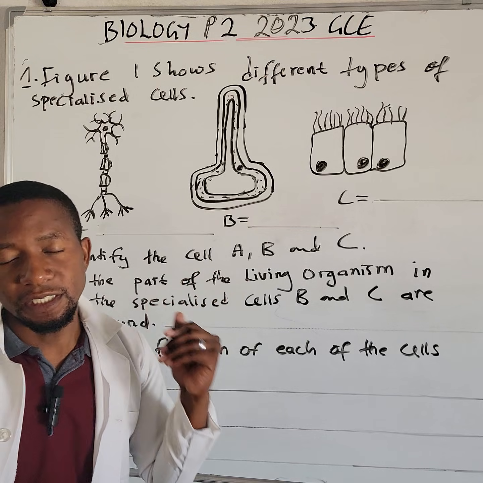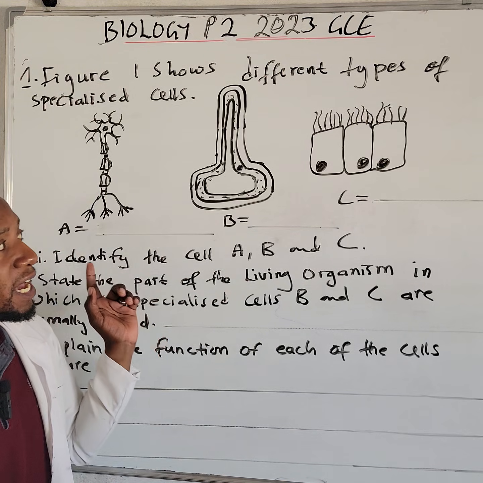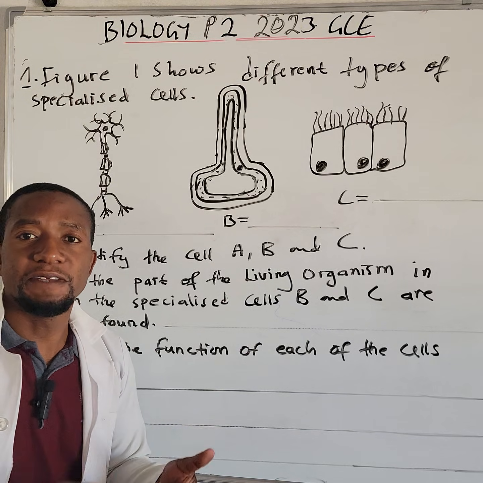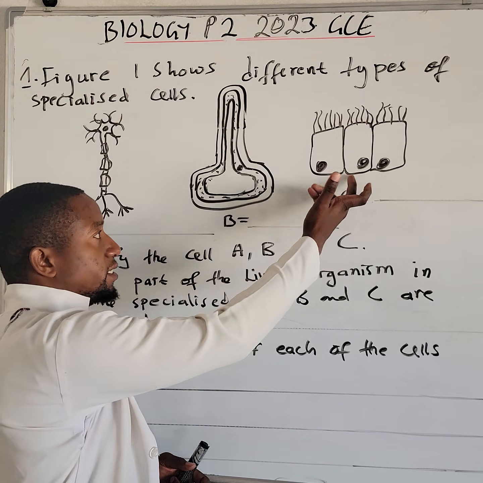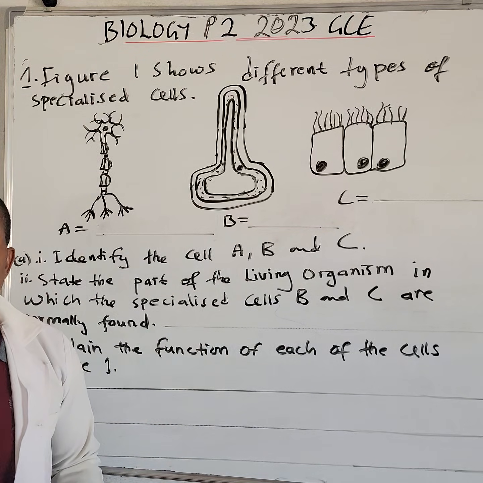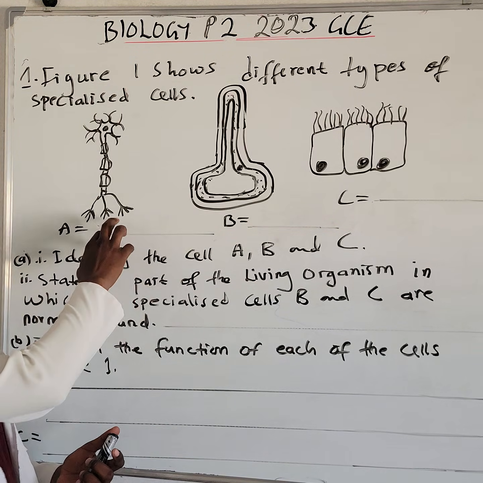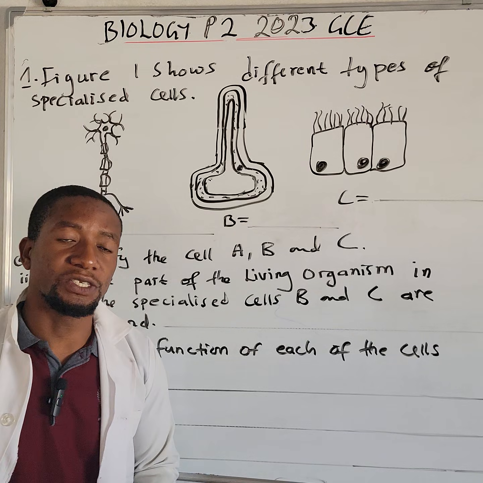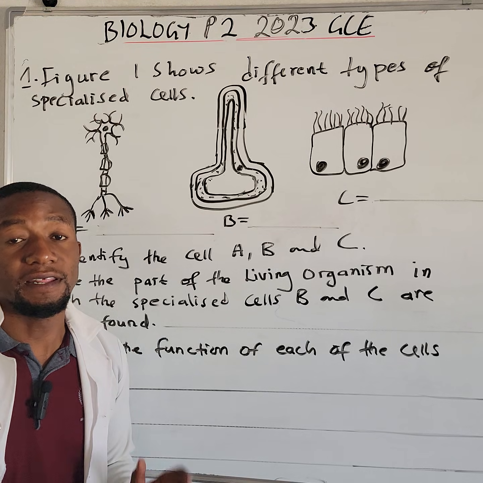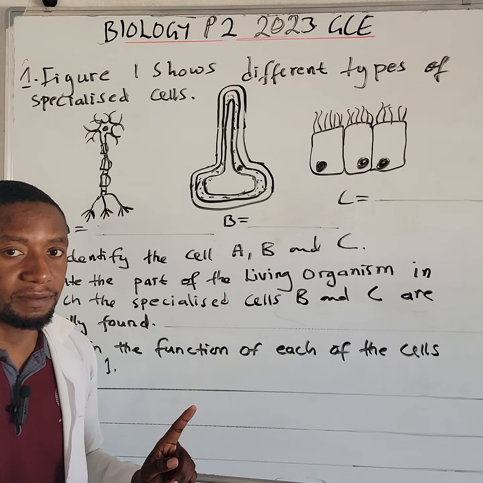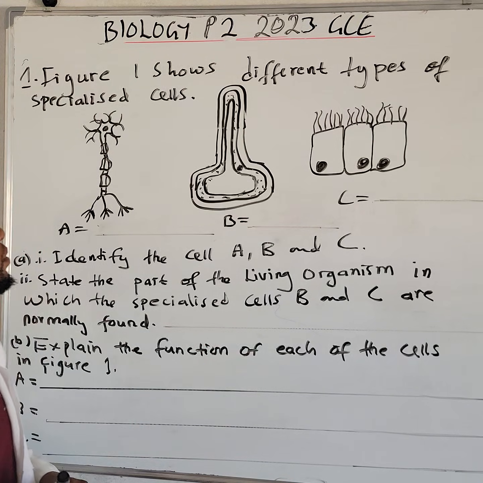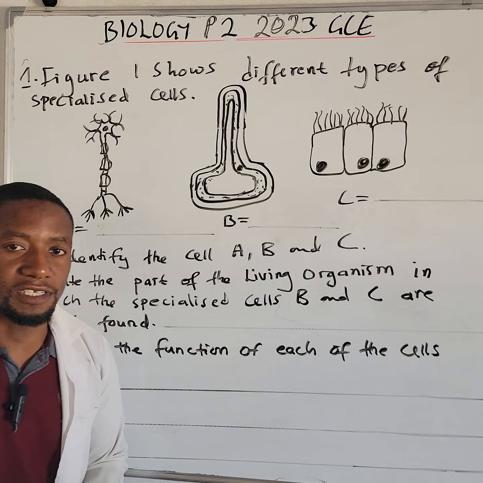They have given us three different types of cells, and these are specialized cells, meaning they carry specific functions. How this cell can function is not the way this other cell can function. It can't be compared to the way this other cell can function. So these they have given us are specialized cells. They carry specific functions. Right? So figure 1 shows different types of specialized cells.